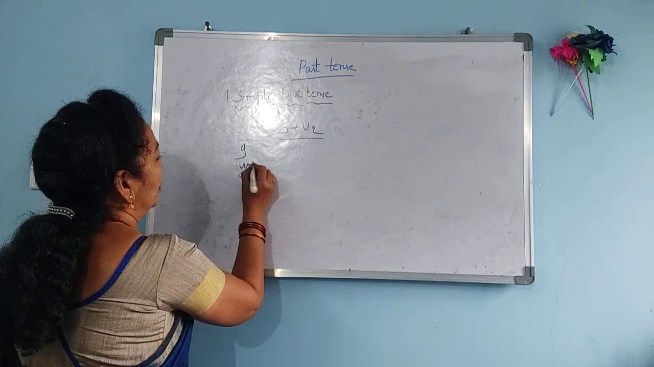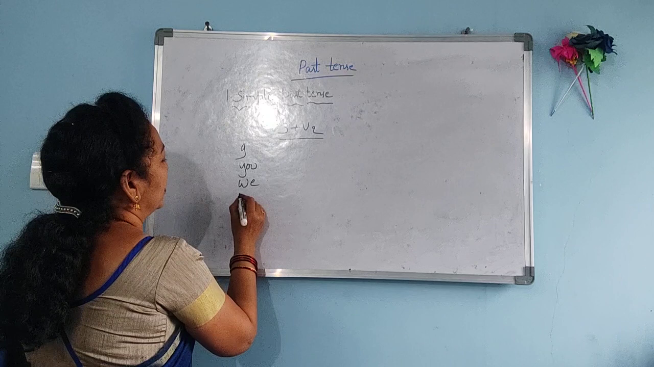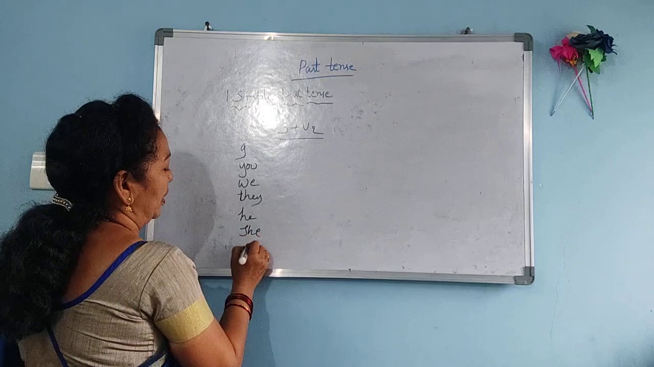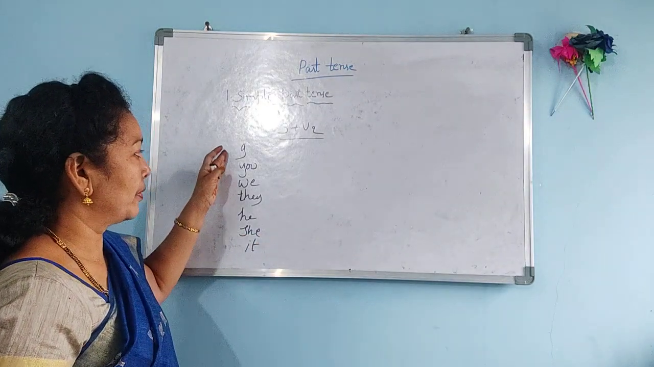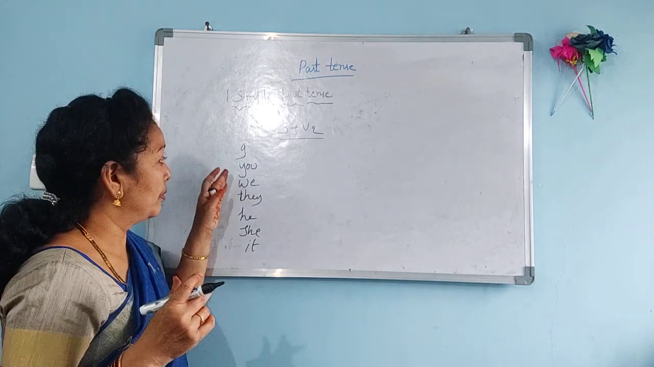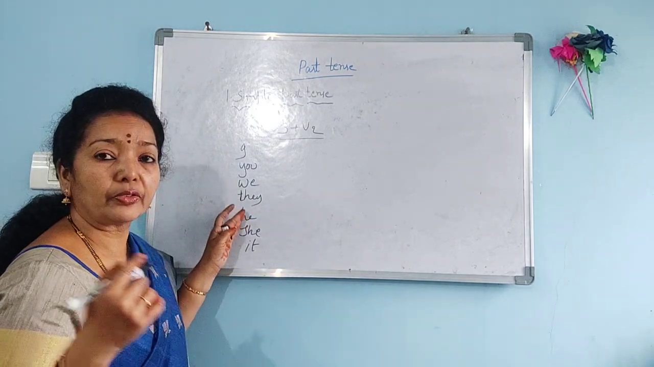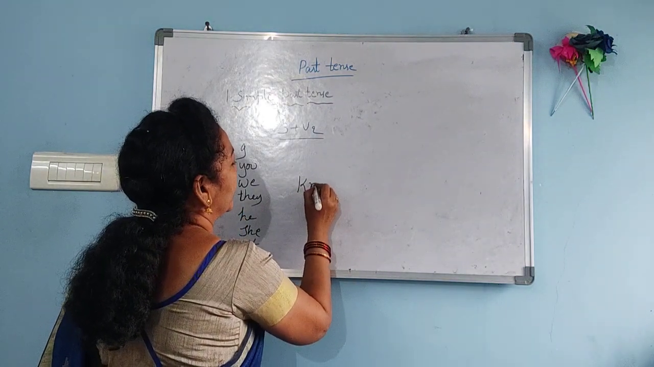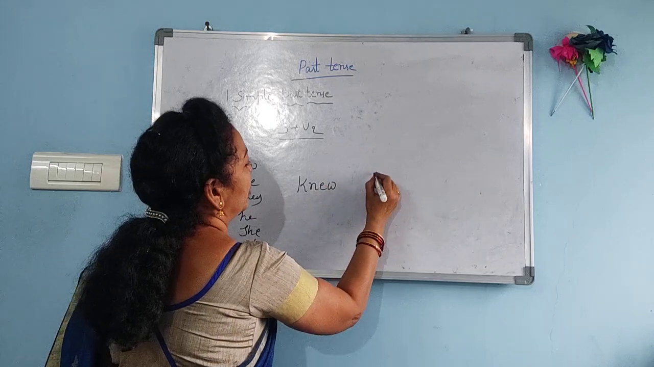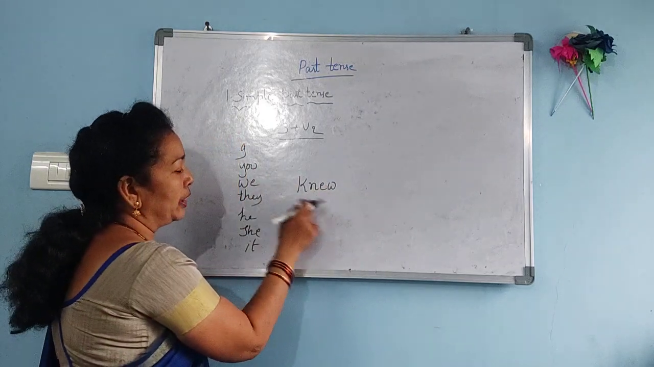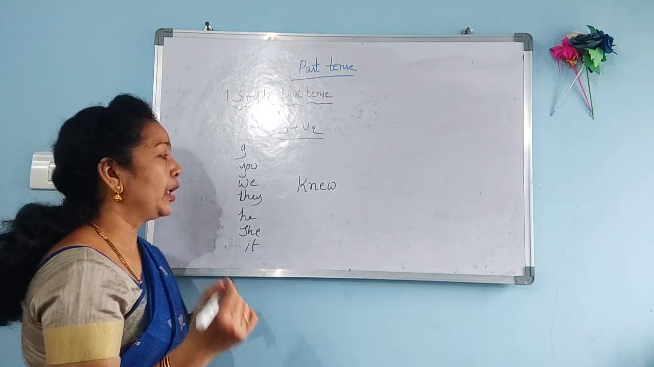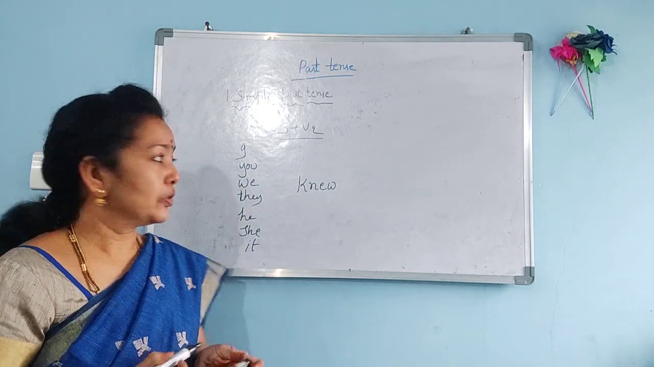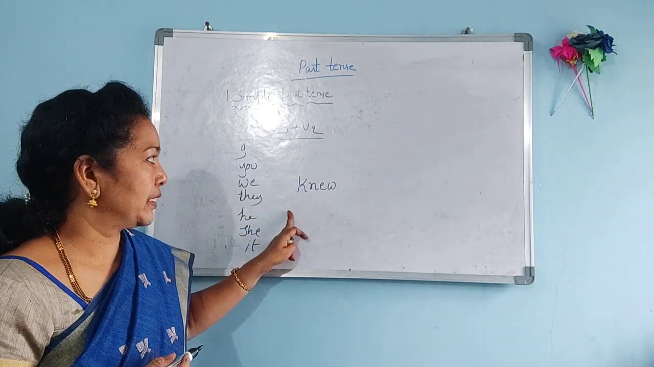For example, I, you, we, they, he, she, it. Whatever they may be, personal pronouns or third person pronouns, we use one word. I knew, you knew, we knew, they knew, he knew, she knew, it knew. So there is no worry of using the verb form. So this is called simple past tense.